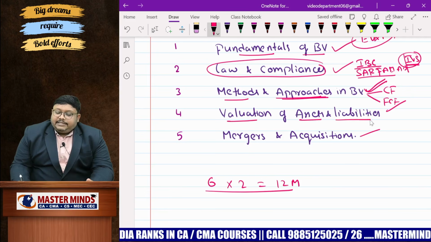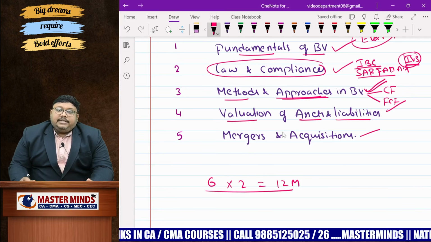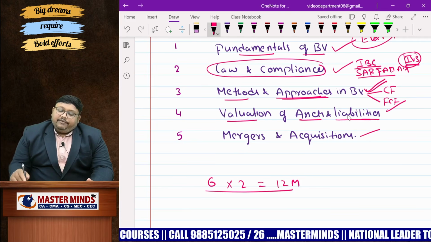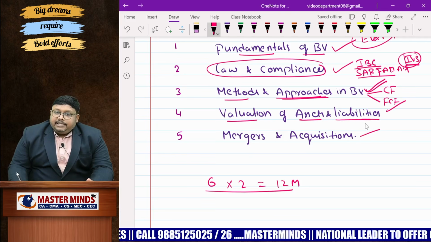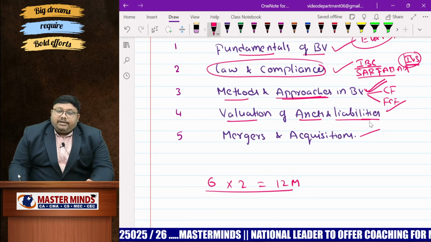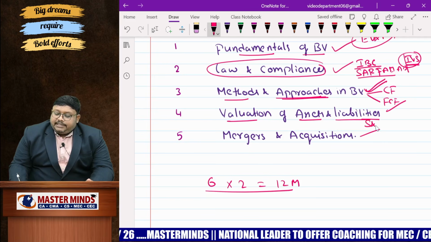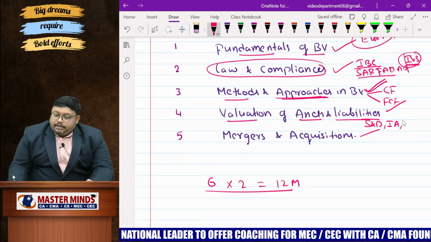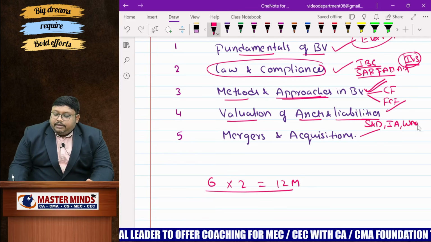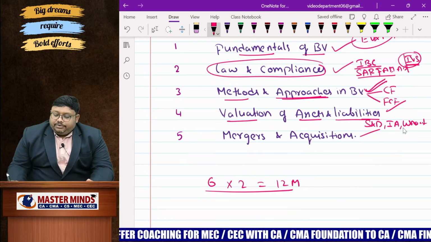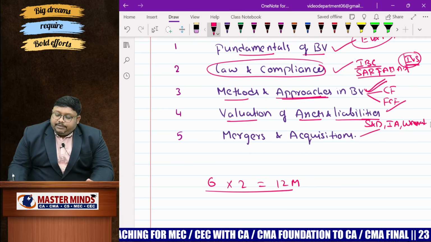Coming to valuation of assets and liabilities, you should never miss the shares valuation. The valuation of shares is already covered in the CFR topic, and here also we have to check its importance. Valuation of shares and debentures is very important, and intangible assets valuation is very important. And then share warrants. Definitely they ask one or two questions on warrants. That is also important.